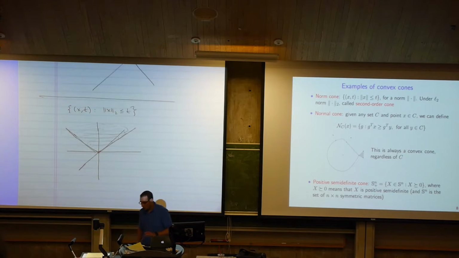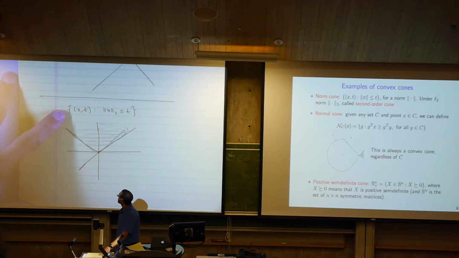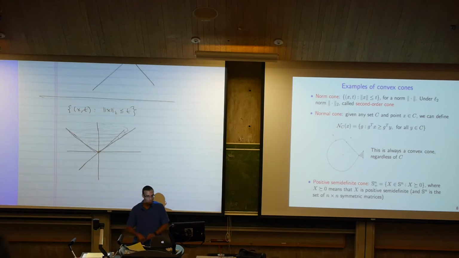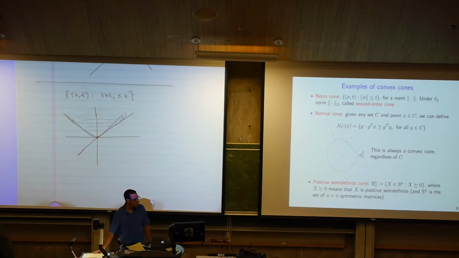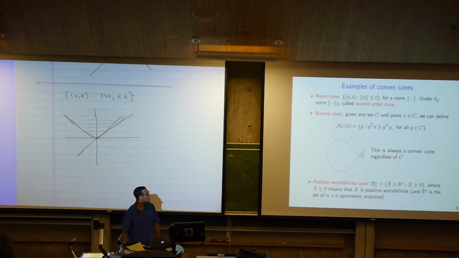Norm cones are really important. We'll see them a bunch. A similar name, but a very different definition, is the normal cone. It's also very important. We're going to see this when we talk about subgradients. We'll see it again when we talk about constraints and the KKT conditions.